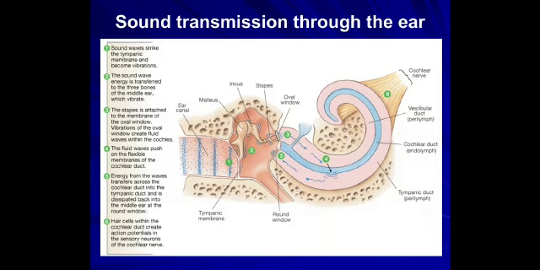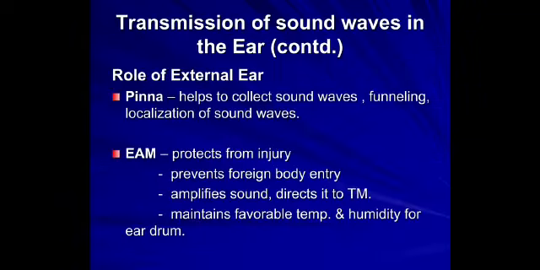So you can see the three compartments, which are the scala vestibuli, scala media, and scala tympani. The hair cells within the cochlear duct create action potentials in the sensory neurons with the movement of the stereocilia. If the movement is towards the longer cilia, it causes depolarization. If the movement is towards the shorter cilia, it results in hyperpolarization, which we will come to know in the next slides.